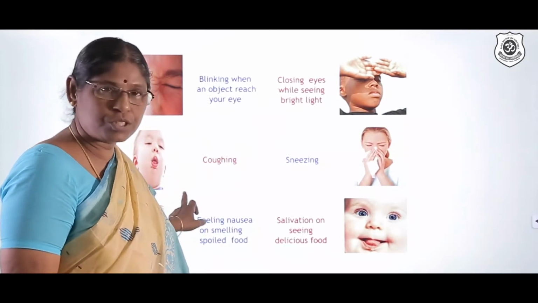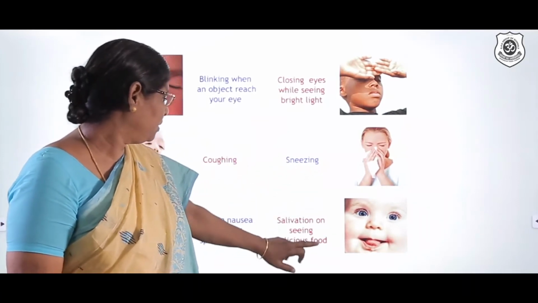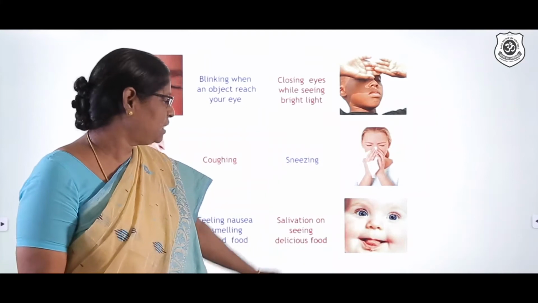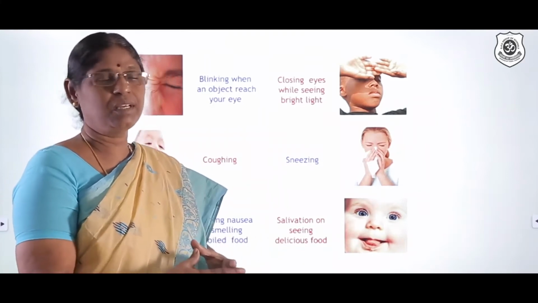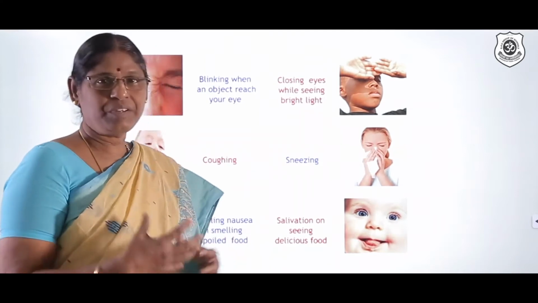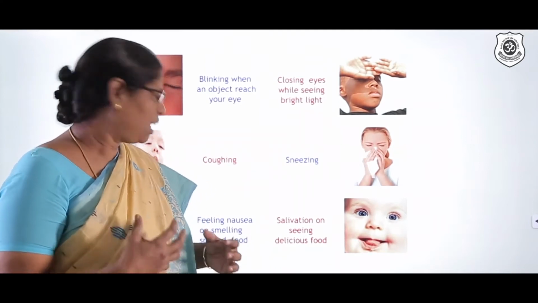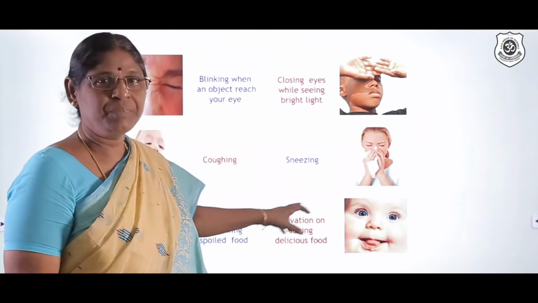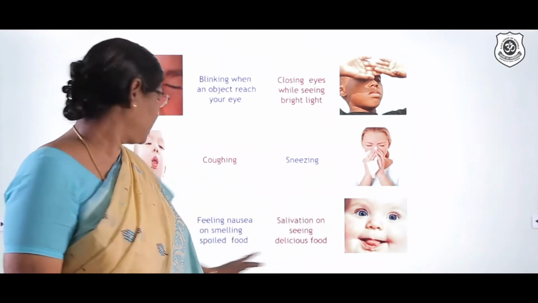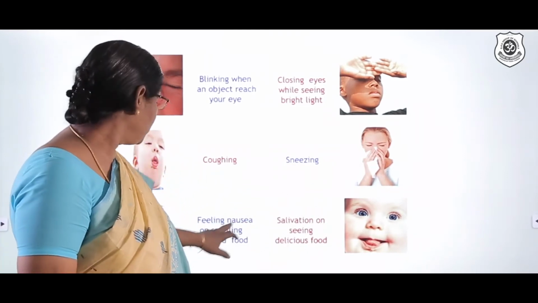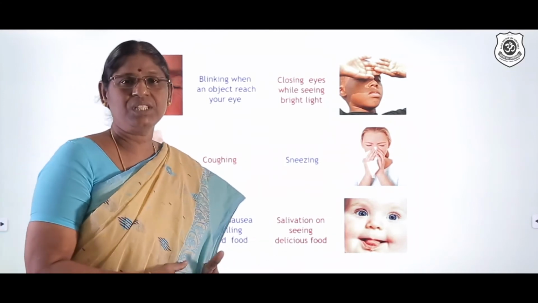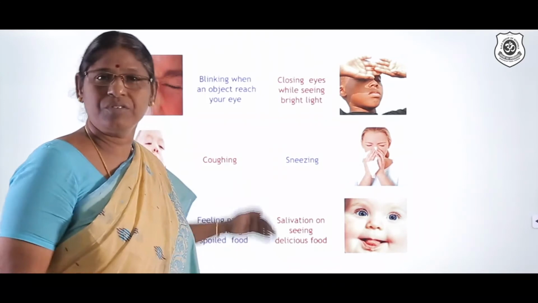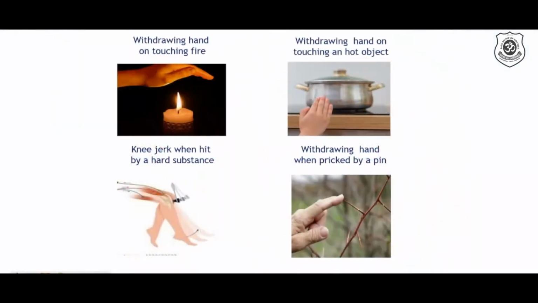Now coughing also, sneezing, then salivation on seeing delicious food. Whenever any delicious food is kept before us, won't we feel like eating it? Saliva will be secreted in our tongue, and all that is because of reflex action. And feeling nausea on smelling spoiled food, so vomiting sensation, everything is all because of reflex action. Yes, some more examples are here on the board.